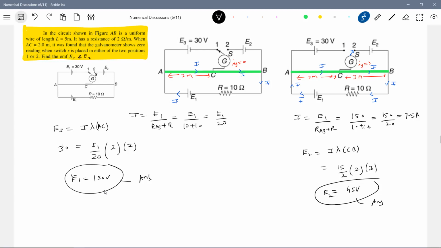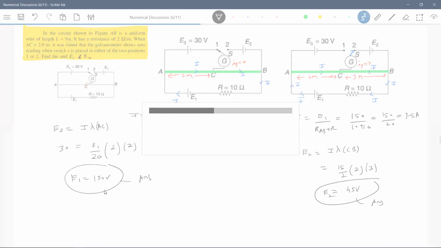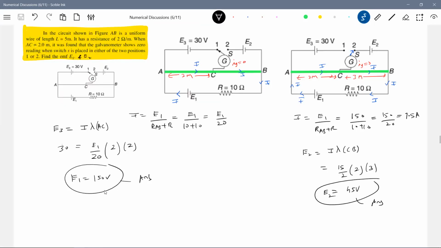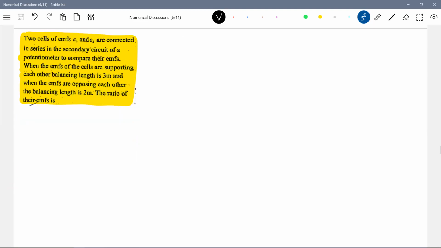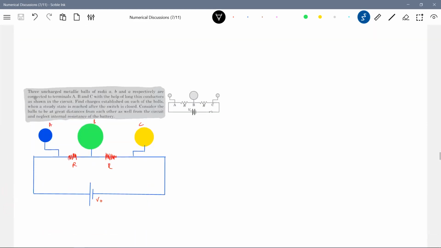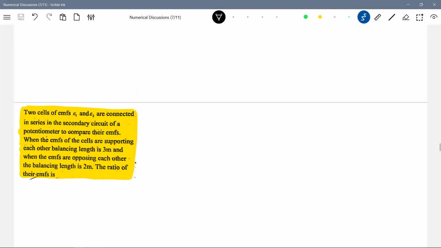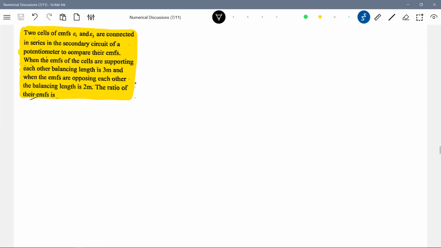There are some 15 different varieties, or at most 20. Don't solve 100 or 200 problems. Twenty different numericals are there. Think over it: meter bridge, post office box, ammeter, voltmeter. That is the maximum you can manage. And one last problem we have. Still so many are left, we'll see in the next class. Let me finish this. Two cells of EMF E1 and E2 are connected in series in the secondary circuit of a potentiometer.